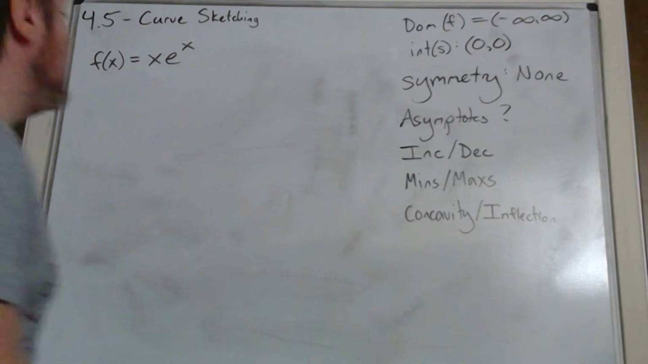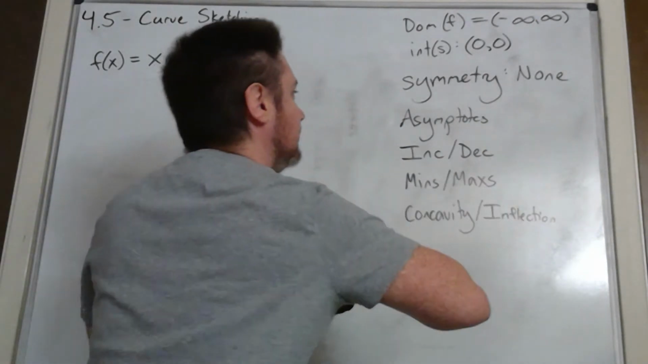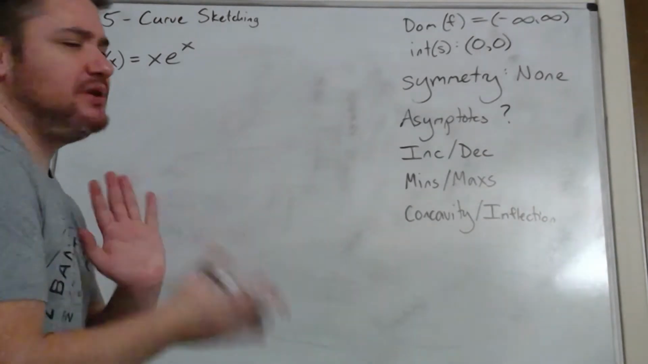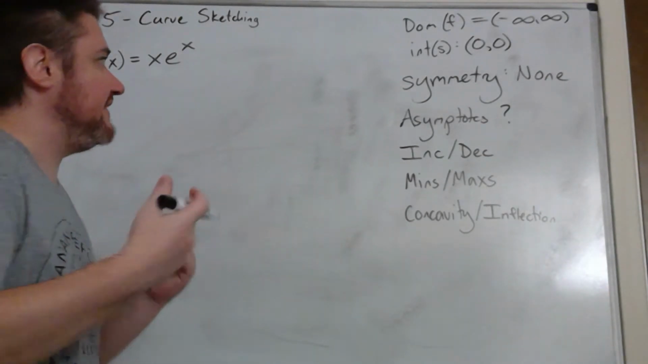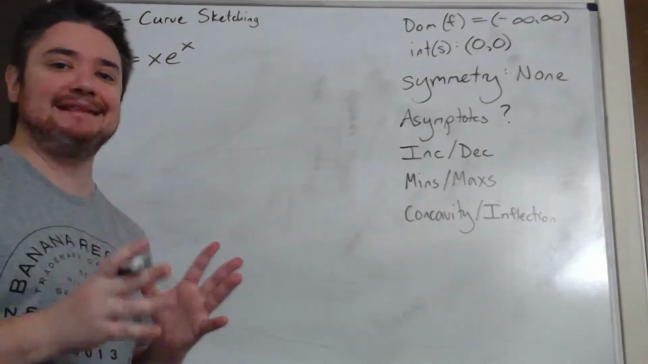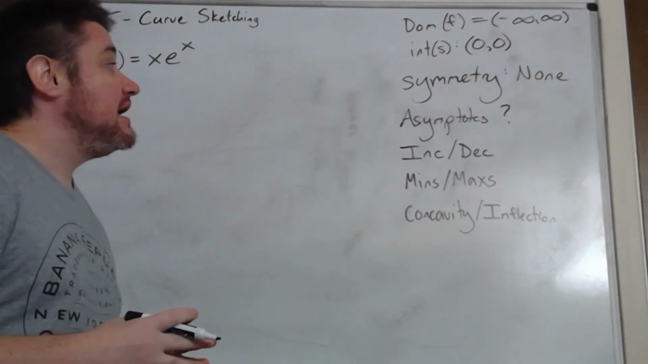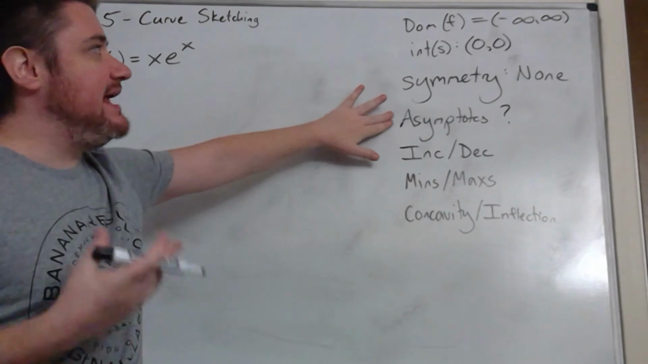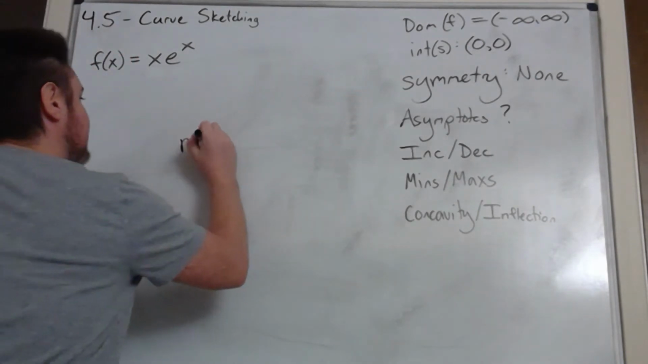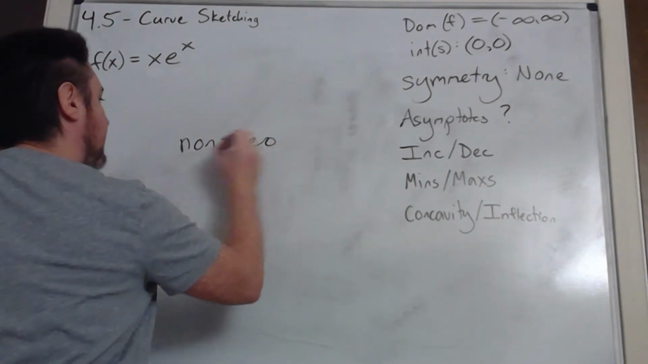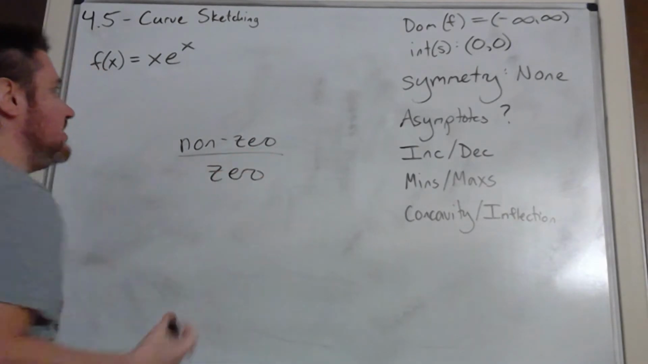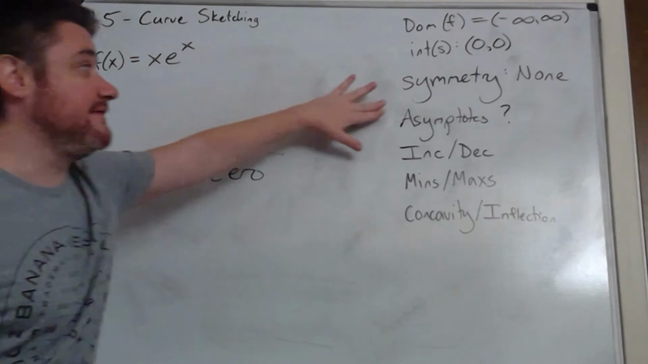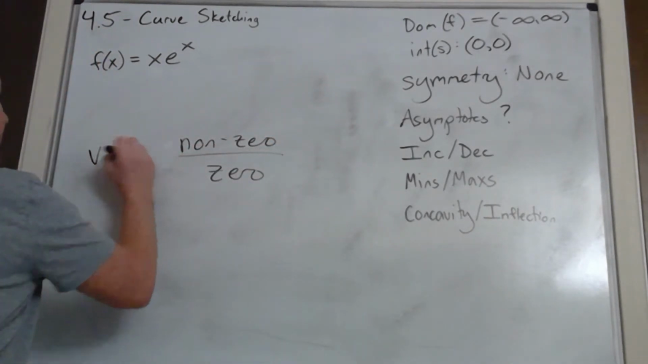All right. Okay, asymptotes. So, do we have any asymptotes? There are 2 different types. I guess you could say 3 different types of asymptotes, but we really don't deal with slant asymptotes too much, or we haven't in this class yet. But vertical asymptotes will arise if you've got a non-zero number over a zero number. So if some x value plugged into your function results in this, then you're going to get a vertical asymptote.